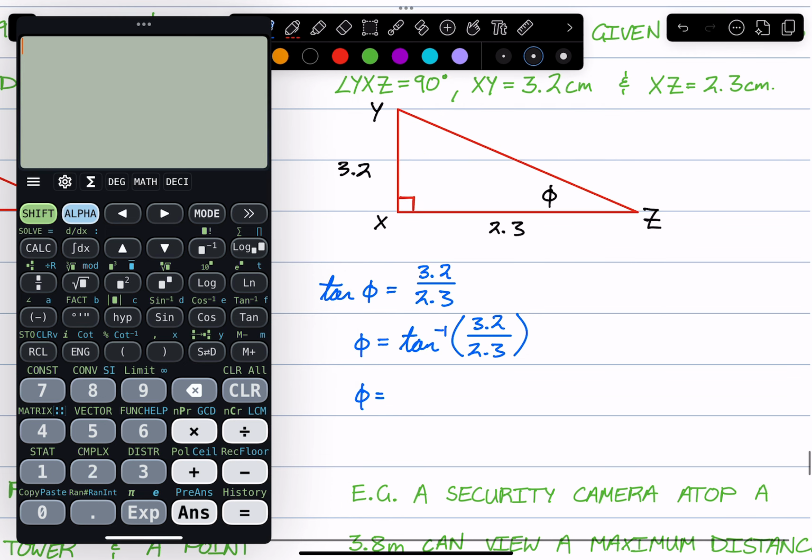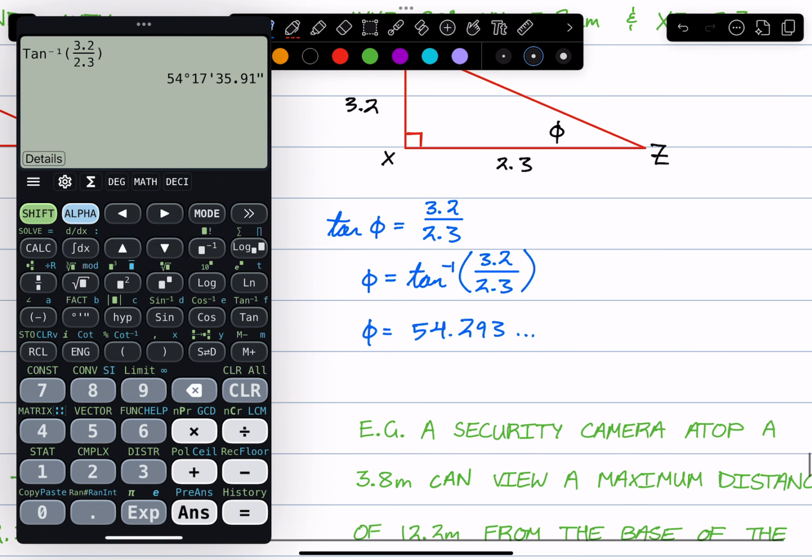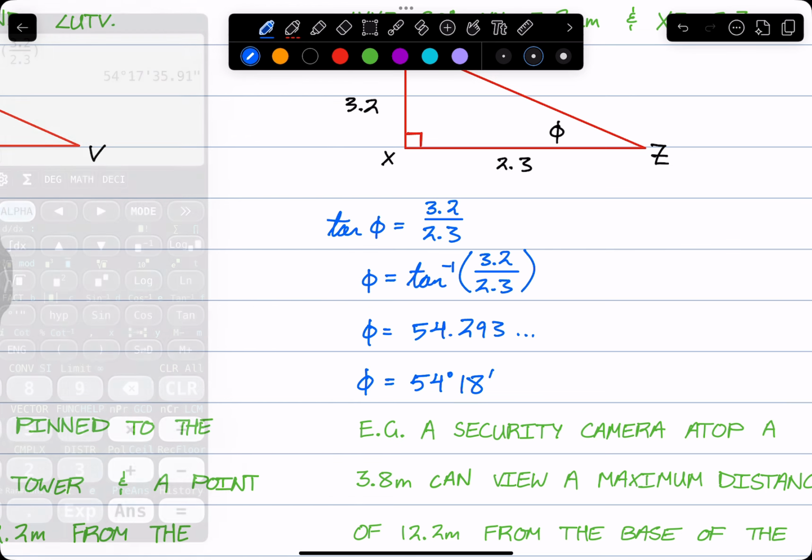So typing that in, inverse tan of 3.2 over 2.3. This gets us 54.293 and so on. And for trigonometry, we often convert this into the nearest minute. So phi equals 54 degrees, and rounding this up to get us 18 minutes.